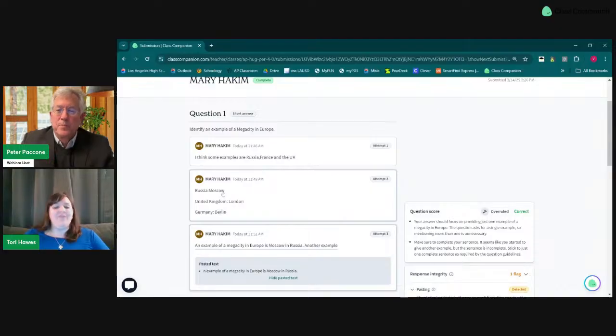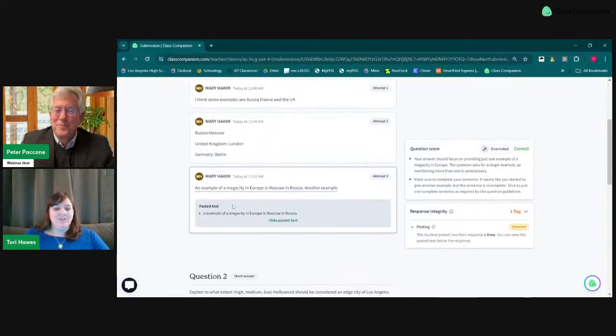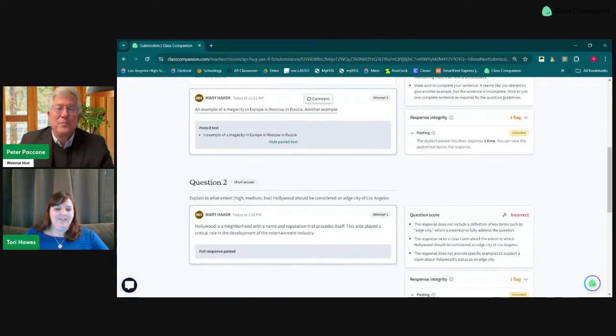So I'm like, no, you have to write a complete sentence. So she finally did that, and Class Companion marked it wrong because she kept another example, and it told her, just focus on one example, don't do that. Like, okay, I see where you were going. You just forgot to delete that. So I overruled it and gave her a correct answer there.